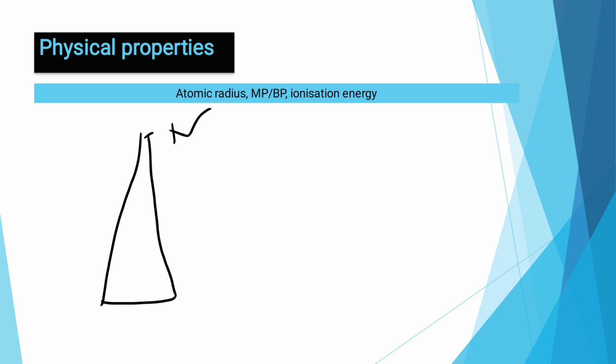We are saying that neon has a smaller size, and then we have, for example, argon here, which has a bigger size. So as the atomic size increases, there is also an increase in the molecular forces of attraction. And as a result, argon will have a higher melting and boiling point compared to neon. We look at ionization energy.